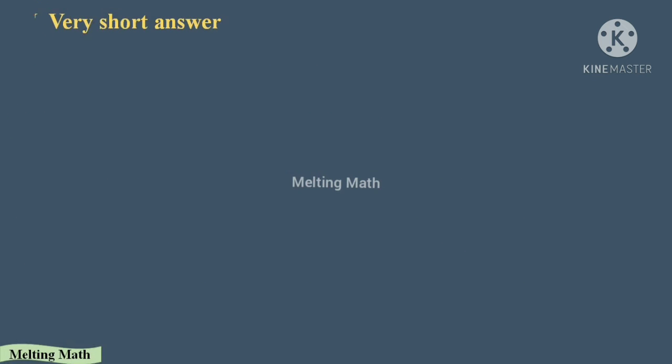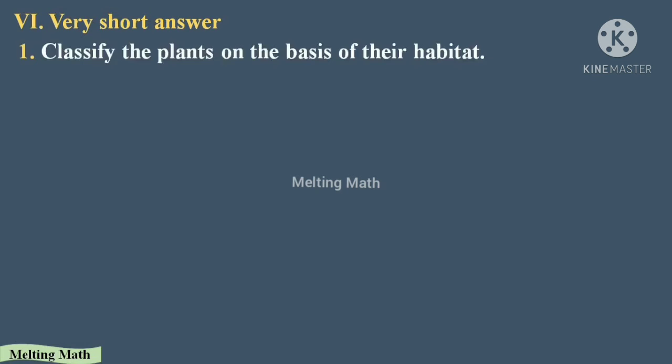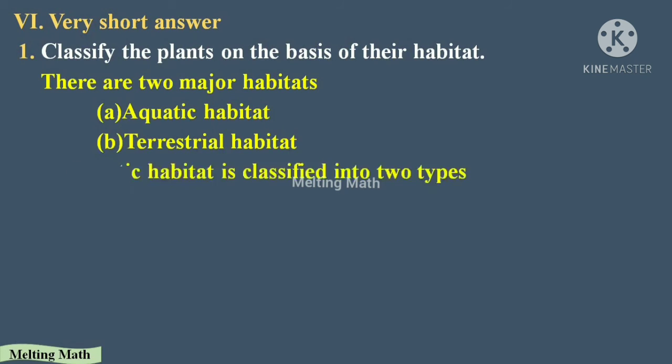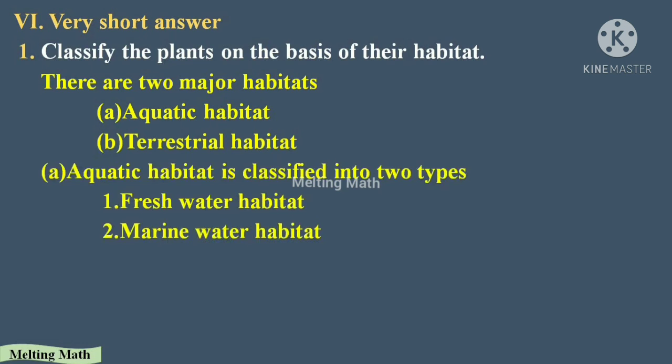Next see the sixth Roman letter. Very short answer. First one, classify the plants on the basis of their habitat. Okay, this also we already saw in the previous video. There are two major habitats. One is the aquatic habitat, another one is the terrestrial habitat. This aquatic habitat is further classified into two types, that's the freshwater habitat and the marine water habitat.